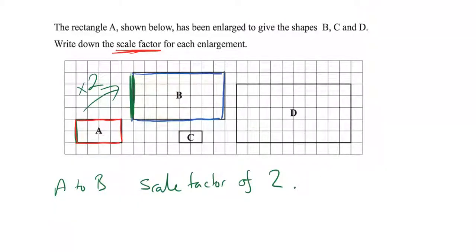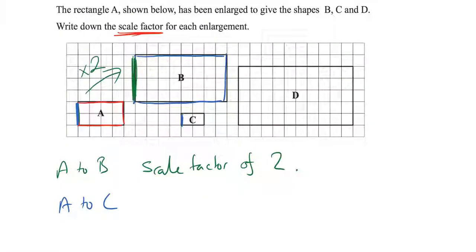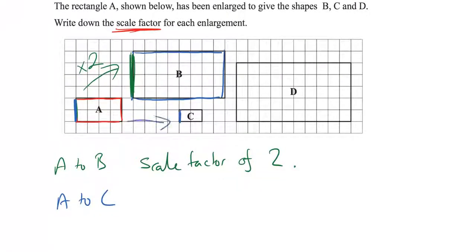Right, what about from A to C? Just because we use the word enlargement, it doesn't mean that we're necessarily getting bigger. From A to C is getting smaller. If we think about that same side again, it's 2, and it's now only 1 from A to C. So what have I multiplied by to get from A to C? Well, I've timesed it by a half. 2 times a half, it's half the size. So A to C has a scale factor of a half.